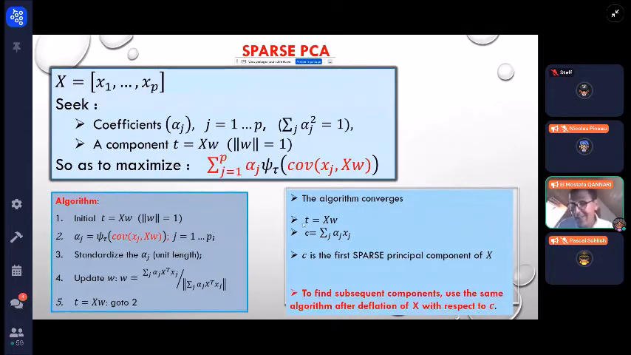And you have, in this case, two components for the price of one. You have the component t that I use as a target function, and you have this sparse component, sum of alpha g xg. And c is the first sparse principal component. To find subsequent components, you deflate with respect to c.